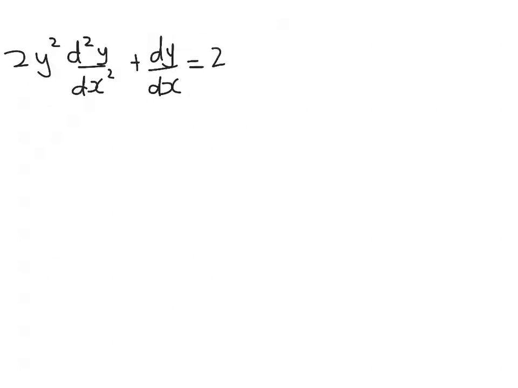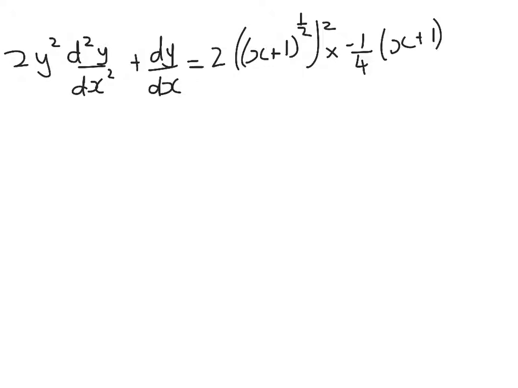So we get 2 times (x plus 1) to the power of 1/2, squared, times negative 1/4 (x plus 1) to the power of negative 3/2, plus dy by dx, 1/2 (x plus 1) to the negative 1/2, and that equals, let's just erase that.